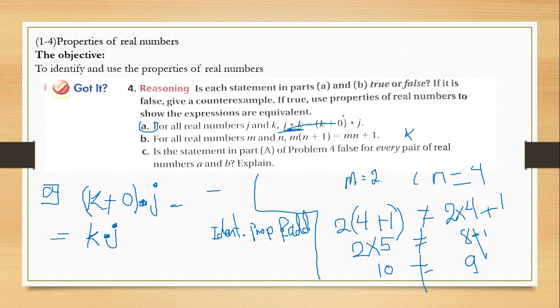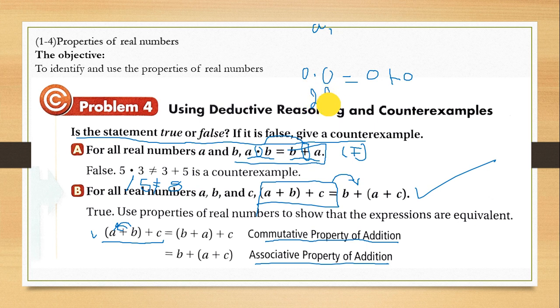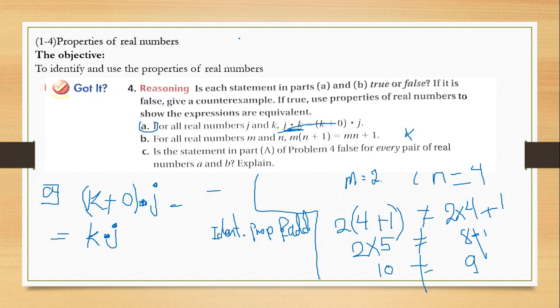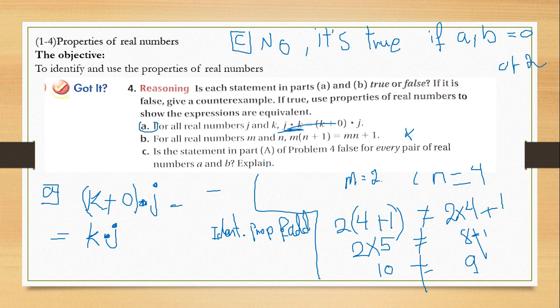Also, 2 times 2 will give me 4, and 2 plus 2 will give me 4. So if I have 2 or 0, it will be a correct answer. So that's the answer for C. So for C, the answer is no. It will be true if A and B equal 0 or 2. That's the answer.